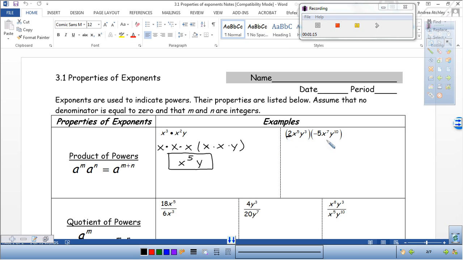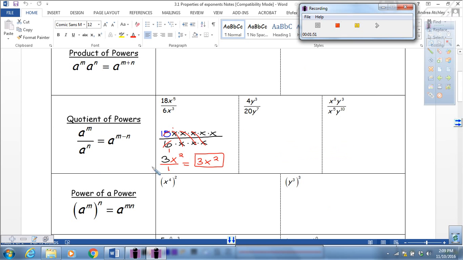Okay, we're going to multiply 2 times the negative 5 and get negative 10. Then the x to the fifth, and I have 5 x's here, and I have x to the seventh, so 7 x's. So a total of 12 x's. Okay, this one I have y cubed and y to the 10th. So I have a total of how many y's? 13. Y to the 13th. Okay, so that's how we would do this first one.